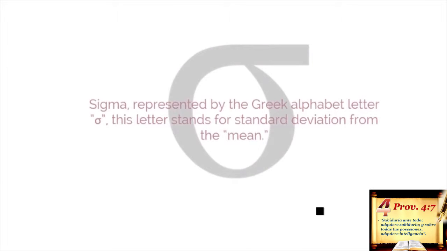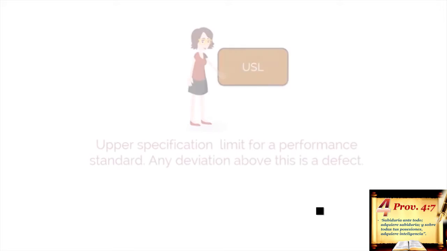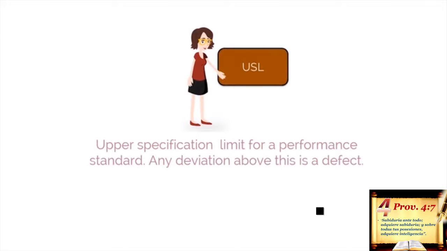Sigma, represented by the Greek alphabet letter sigma, this letter stands for standard deviation from the mean. Six Sigma represents 6 standard deviations from the mean, where USL, upper specification limit for a performance standard, any deviation from this is a defect.